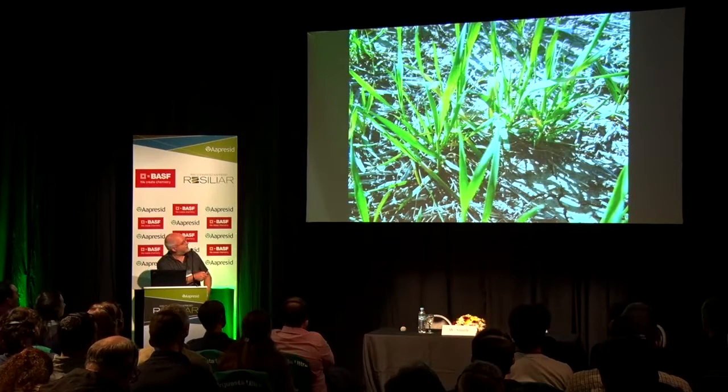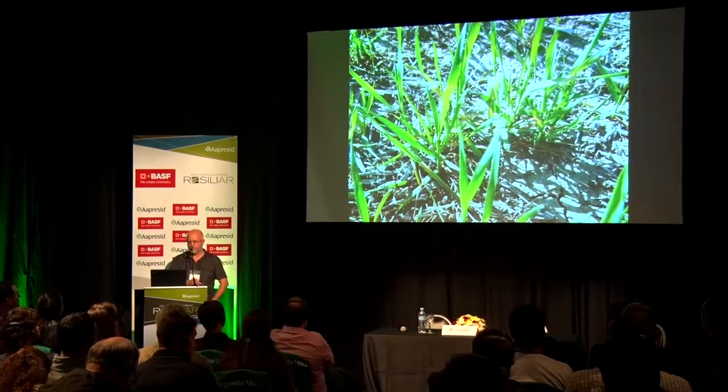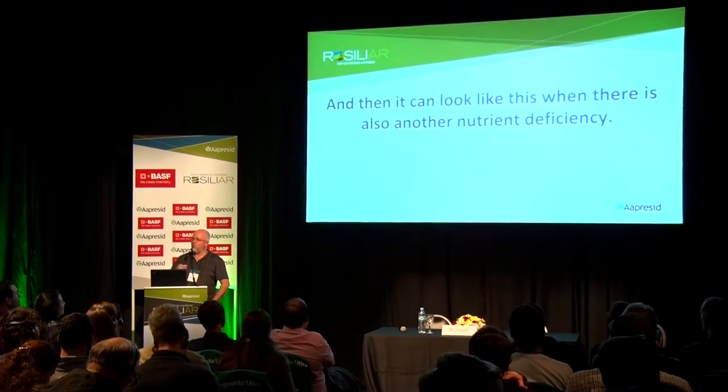Lots of dead lesions in the middle of the middle leaves. That's zinc deficiency. But it can get more confusing when there are two things wrong, and I'll give you an example.